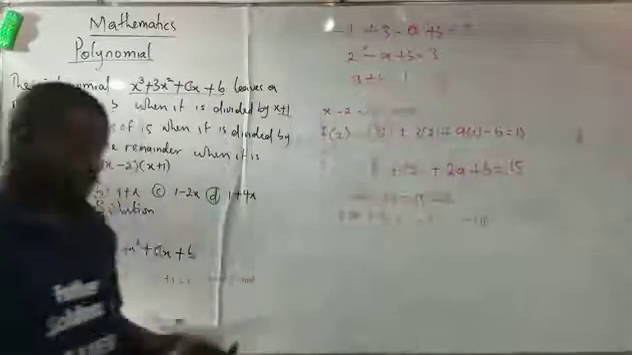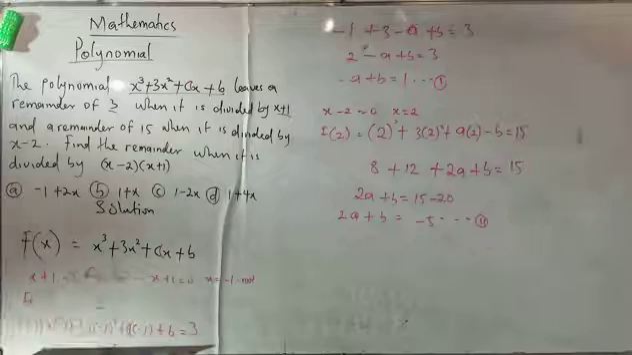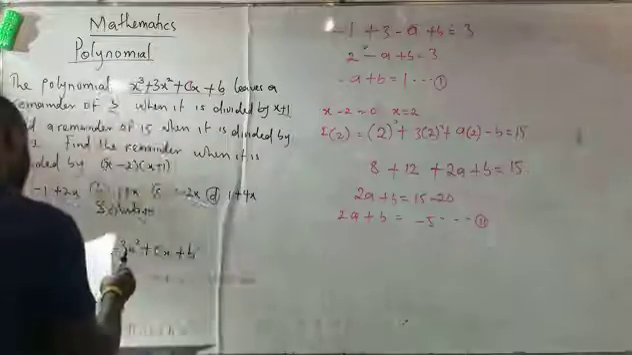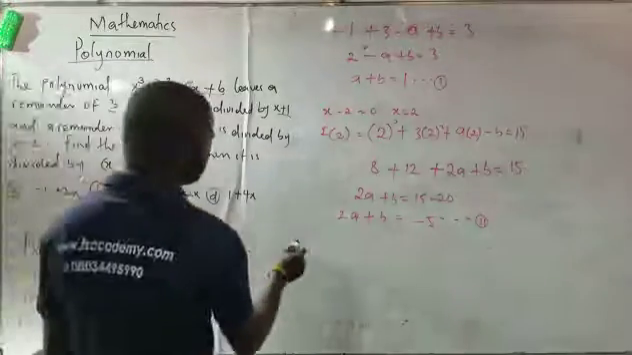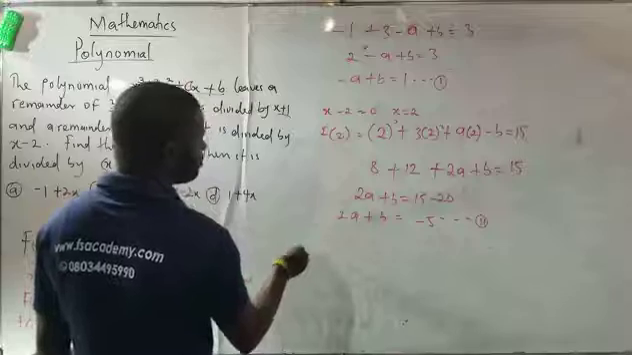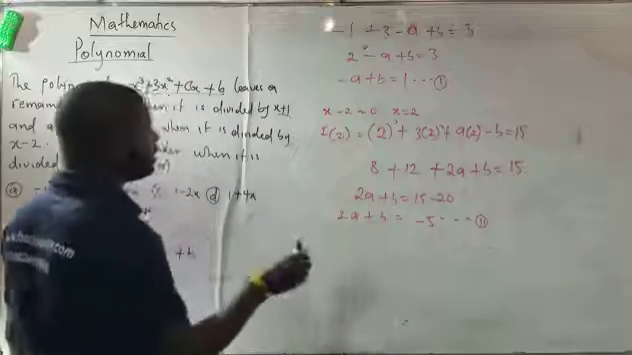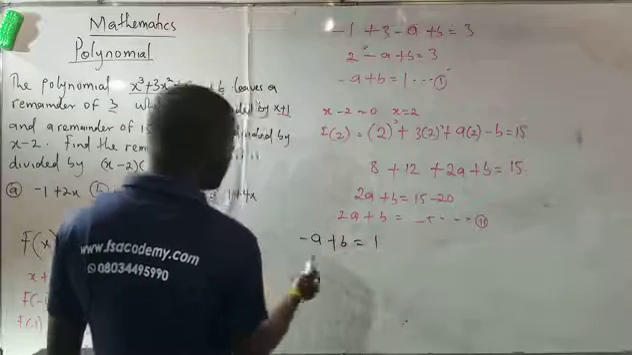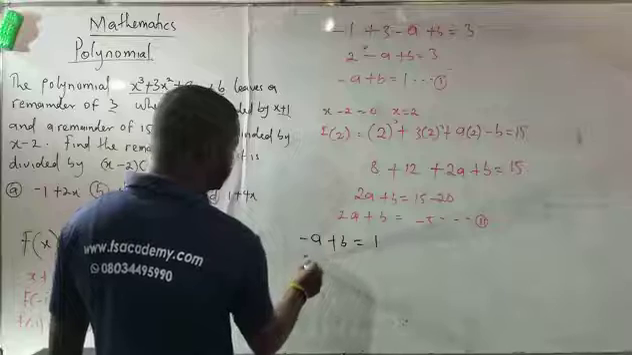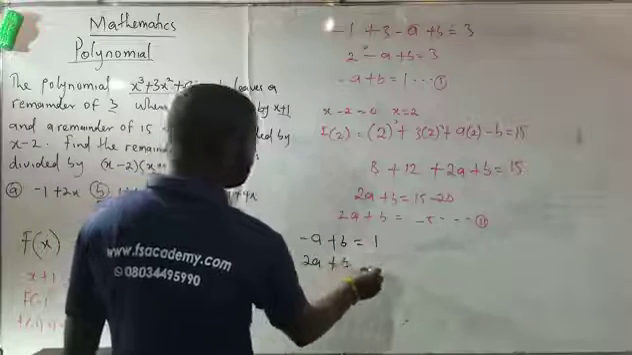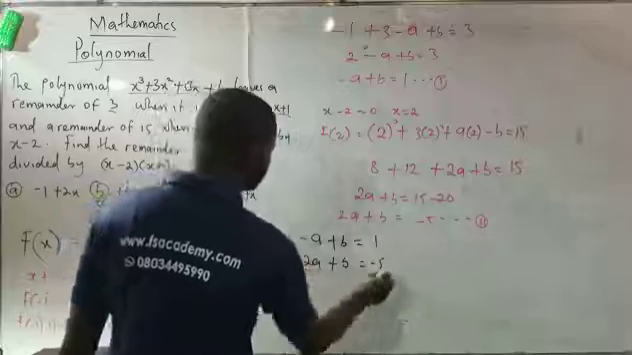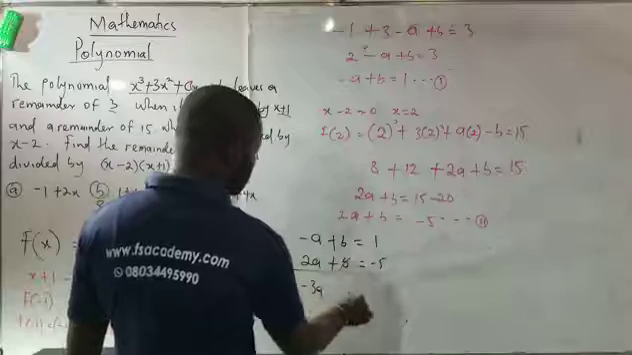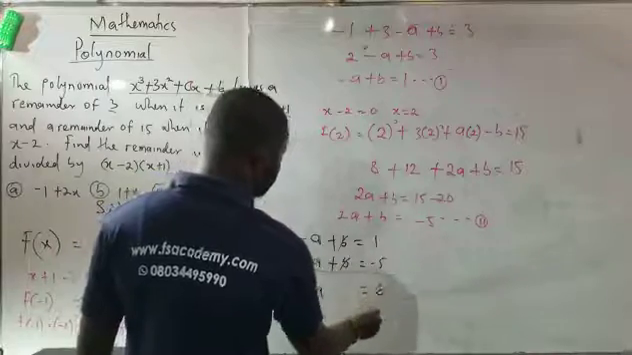Now, by simultaneous equations, you know about simultaneous equations. I can use any method I want. I think the method that will be very good for me is elimination, so let me use the elimination method. 2a plus b equals minus 5. I will subtract equation 1 from equation 2. Here it will be minus 3a, here it will be 0, and here it will be 6.